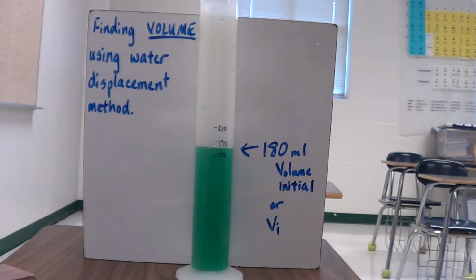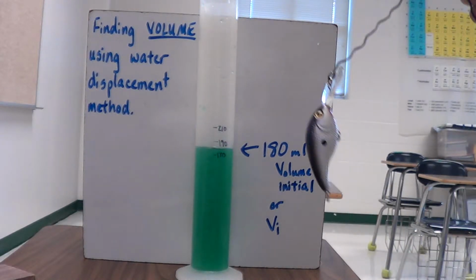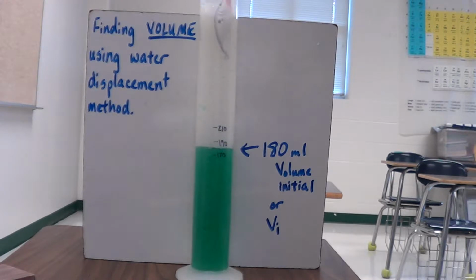But we're going to start out with 180 milliliters of water, and what we're going to do is put our fishing lure into the water. Notice the green moves. So as soon as I start to put the fishing lure into the water, the volume of the water changes. Well, the volume of the water is changing by the amount that the space of the fishing lure takes up. So what we're going to do is put this here, and we're going to look at the difference in the water.